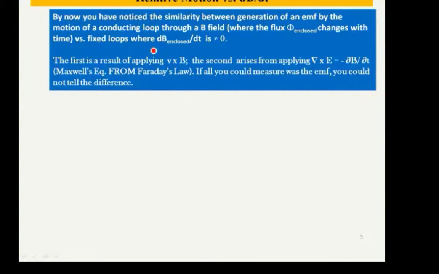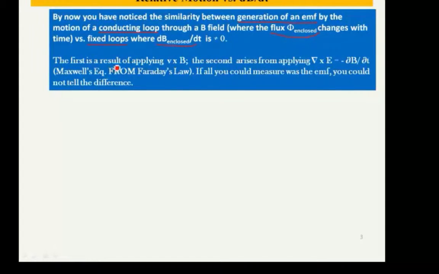You've probably noticed that there's a similarity between the generation of an EMF by the motion of conducting loops through a B field, where the flux enclosed by the loop changes with time, versus having fixed loops where there's a changing flux inside the loop. So we have a dB/dt, for example, unequal to 0.